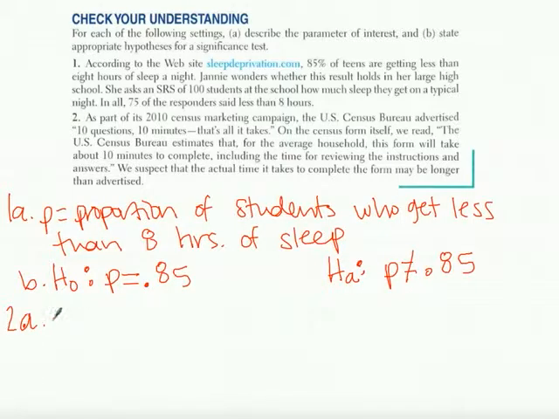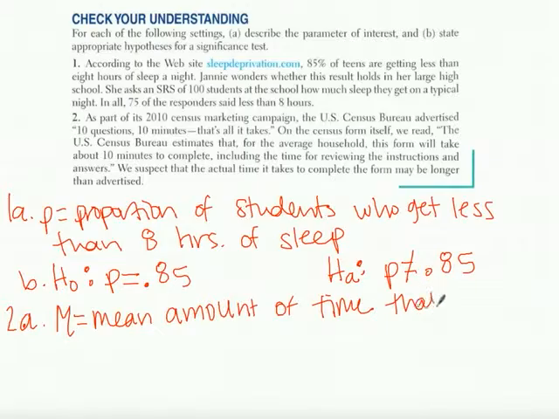So for 2A, we have to state the parameter of interest. And so for A on this one, we're going to use the mean. So the mean mu would be the mean amount of time that it takes to complete the census form.